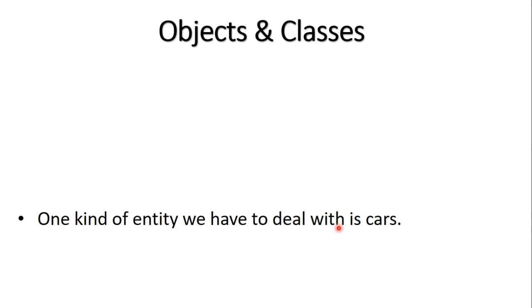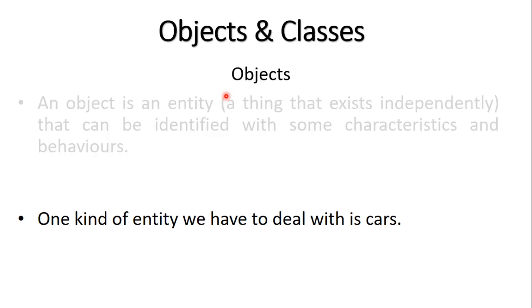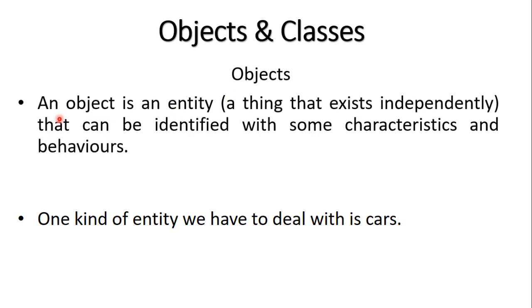All right, now objects and classes. Okay, objects and classes. First, we'll talk about objects. An object is an entity. What is an entity? A thing that exists independently. Anything that exists independently is an entity. Now, if you see a person, he or she is an entity. If you see an animal, he or she is an entity.